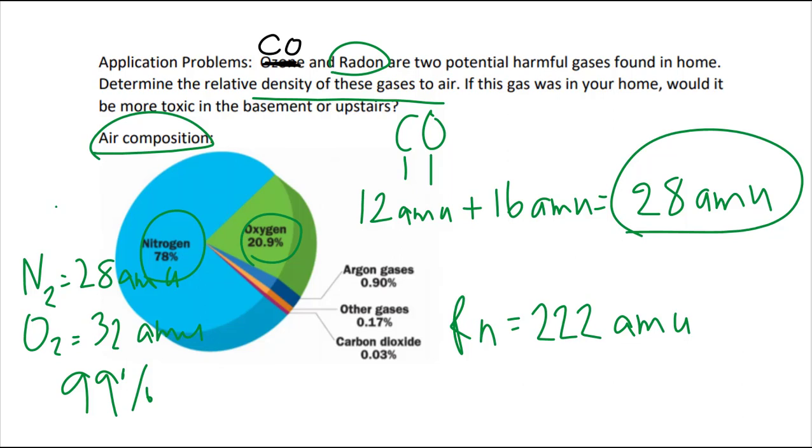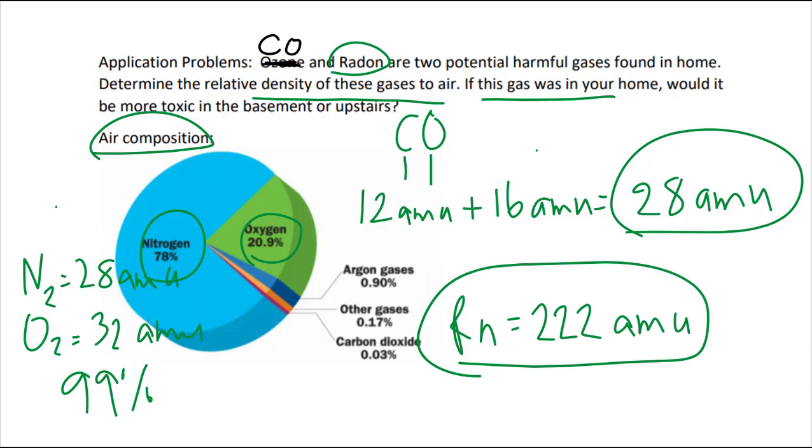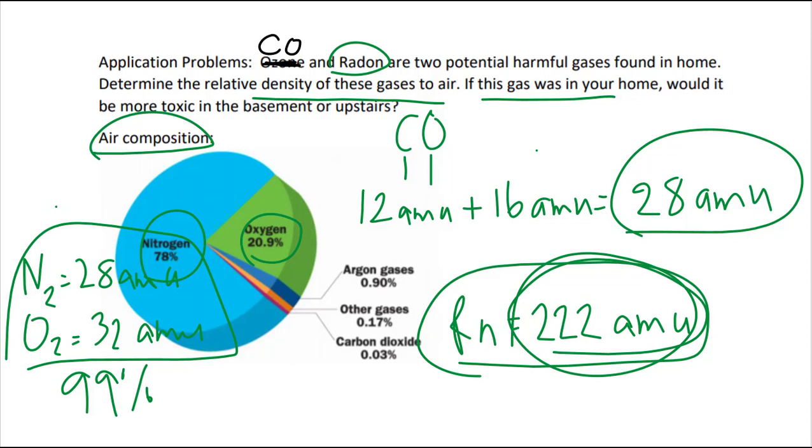Do you think if this gas was in your home, would it be more toxic in the basement or upstairs? Definitely upstairs. I mean, where is your air? It could be anywhere where the rest of the air is in your house. But if we look at radon with a mass of 222 AMUs, it is much more dense, much bigger than 28 and 32 AMUs, meaning that's going to be in your basement. So that definitely would be more toxic in the basement. Your carbon monoxide could be in the basement for sure, but it could be anywhere else in the rest of your house too.